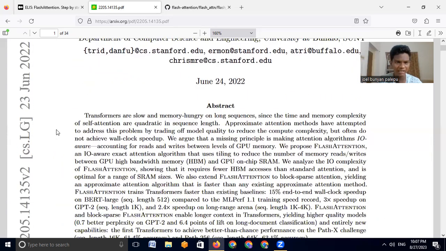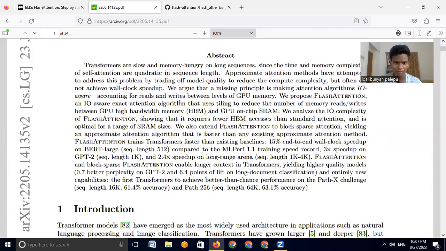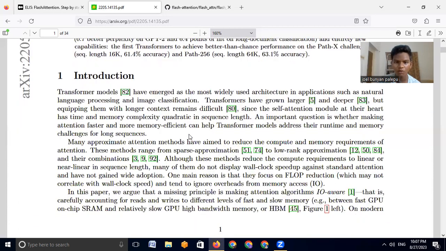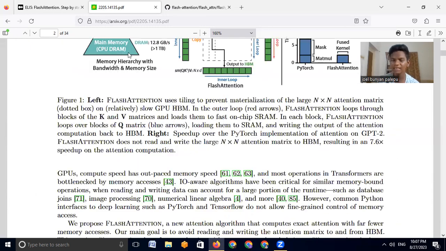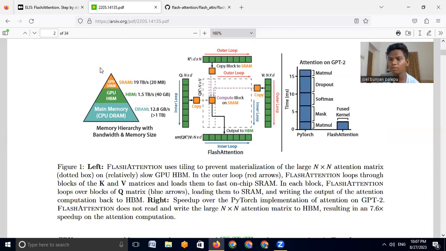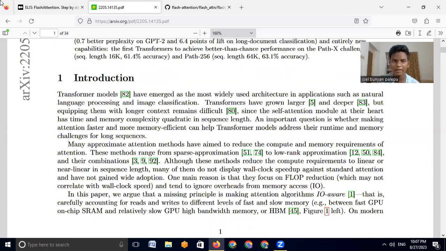The paper was released last year, 23 June 2022. We will be covering this paper and what it actually proposes: transformers are slow and memory hungry on long sequences. Of course, they are. Before that, there is a lot of GPU and hardware stuff that is explained in this paper.